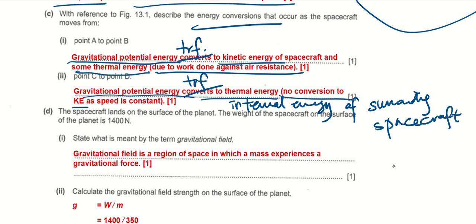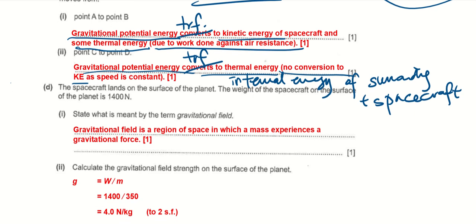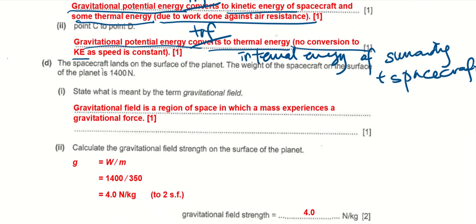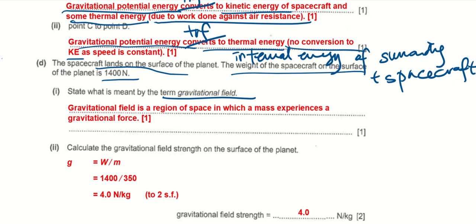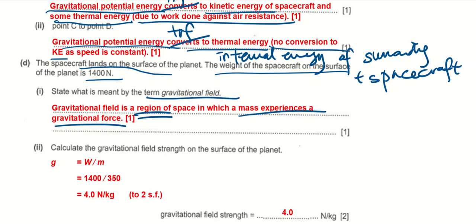Okay, so the spacecraft will touch, when you touch it, it feels hot. Now the spacecraft then lands on the surface. The weight on the surface of the planet is 1400 Newton. State what is meant by the term gravitational field. So it's a region of space in which a mass experiences a gravitational force.